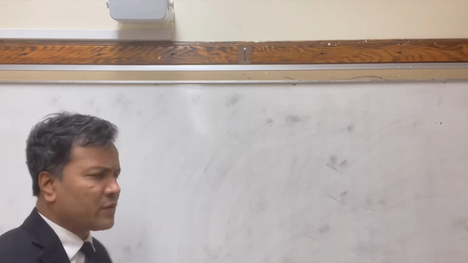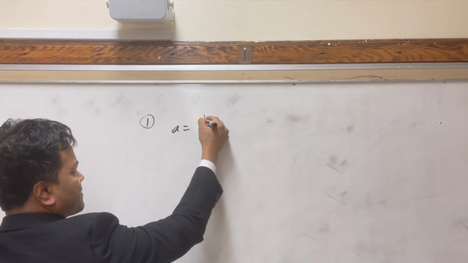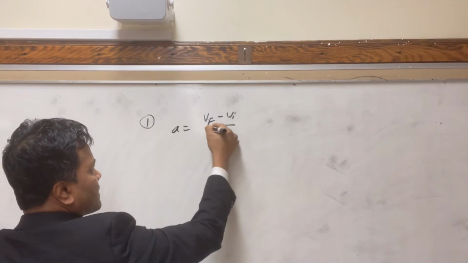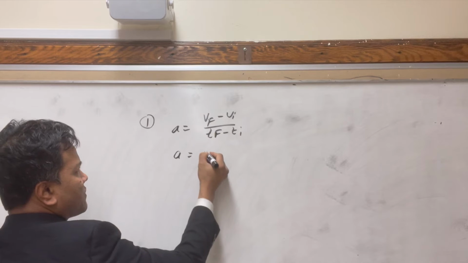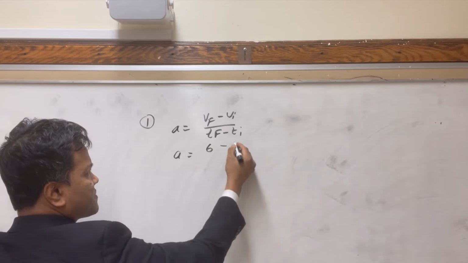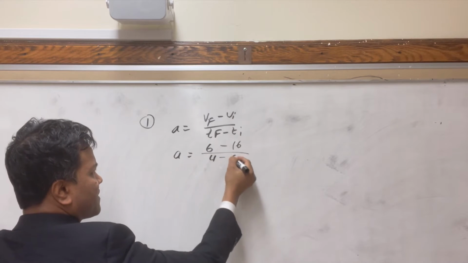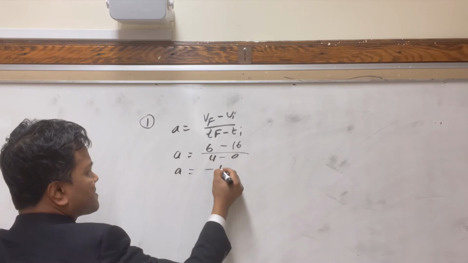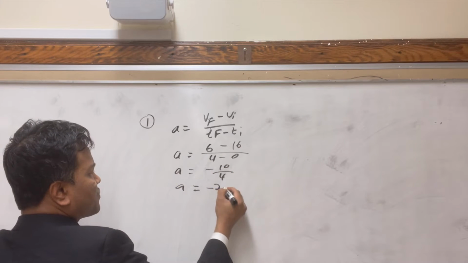Let's go with quiz number 4. Question number 1, I gave you acceleration. To find the acceleration, a = (Vf minus Vi) over (Tf minus Ti). Vf I gave you 6 meters per second, Vi I gave you 16 meters per second, Tf I gave you 4, and Ti I gave you 0. So acceleration is minus 10 over 4, so acceleration is negative 2.5.